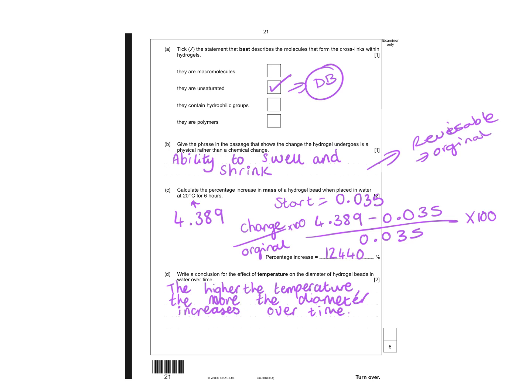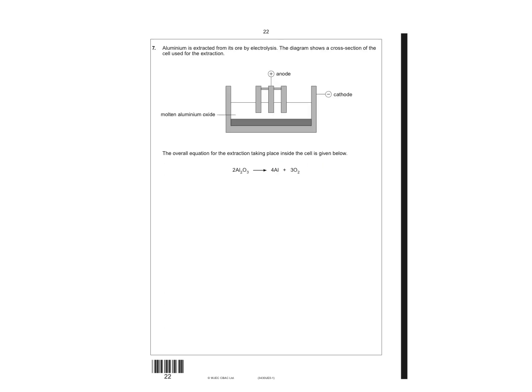Calculate the percentage change in mass of hydrogel beads when placed in water at 20 degrees. So I did change over original. Remember, this is a percentage increase. This is numeracy from last year. Change over original times by 100. So the change is 4.39 take away 0.35 divided by 0.35. So the percentage increase is that much, which would shock some people, and people won't write that. It's because they can take up over like 1,000 times their mass in water. Write a conclusion, the effect of temperature on the diameter of hydrogel beads over time. The higher the temperature, the more the diameter increases over time.